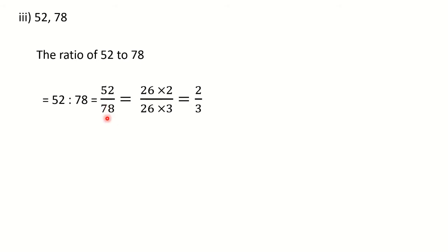Again, if you subtract 78 minus 52, you are going to get the number 26. So they are in table of 26. 26 2s are 52 and 26 3s are 78. And therefore the reduced form is 2 upon 3, which we are going to write as 2:3. Okay, previously this sum was given as homework. Now I have solved it for you so that you can understand it better.